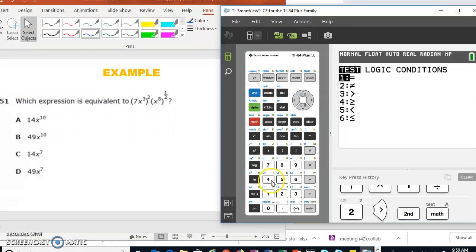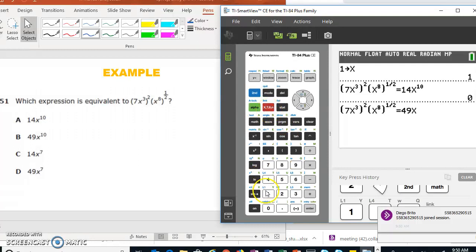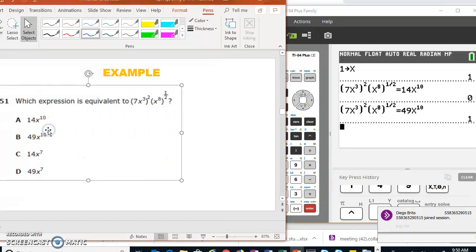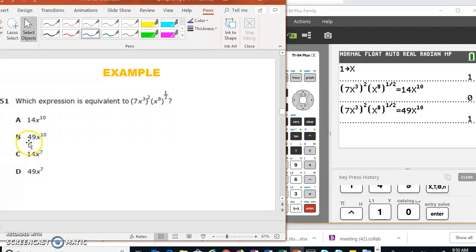Second math, so 1 equals 49x to the 10th, and let's see what it says. A 1, so that means that our correct answer is answer choice B. B is our correct answer.